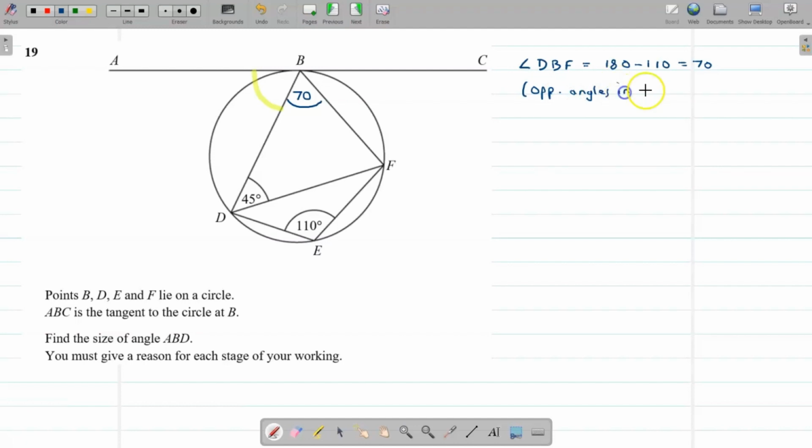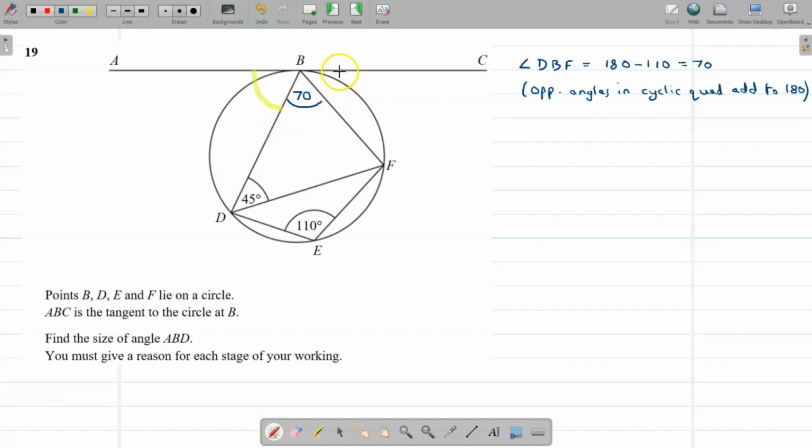in cyclic quadrilateral add to 180. Okay, that's my reason. Now, I'm going to now say that this angle here is 180. So this is angle BFD. Okay. There's two ways I could do this actually. I could do it without finding that angle. I could go straight over here and do that, which might be a bit quicker.